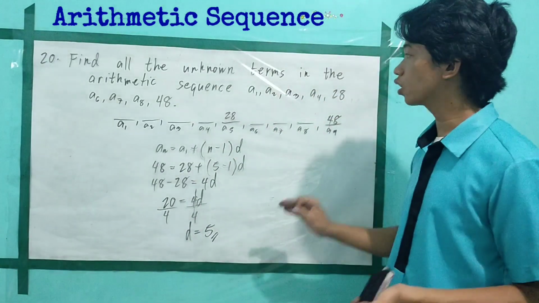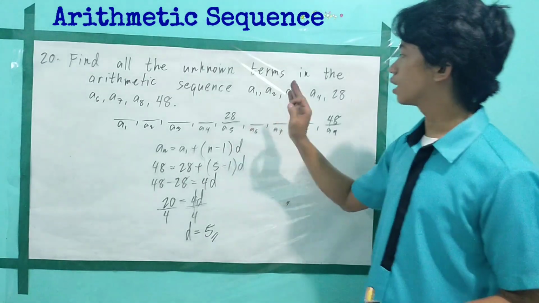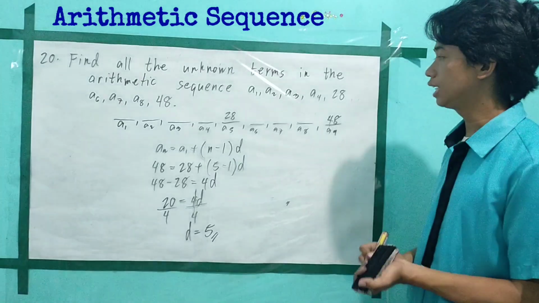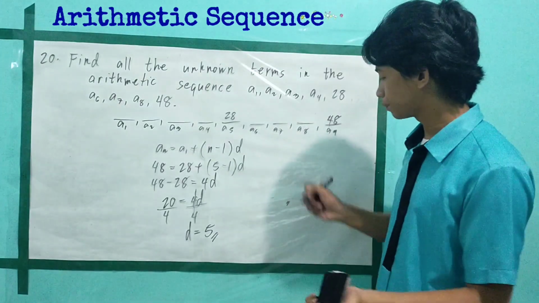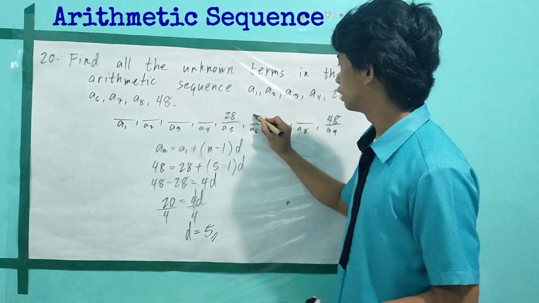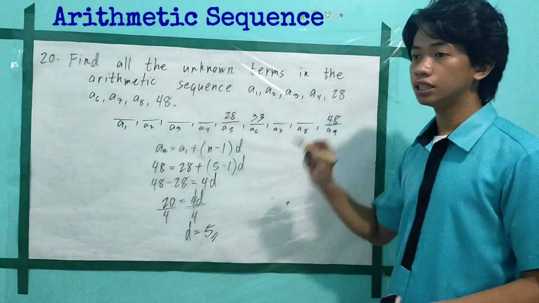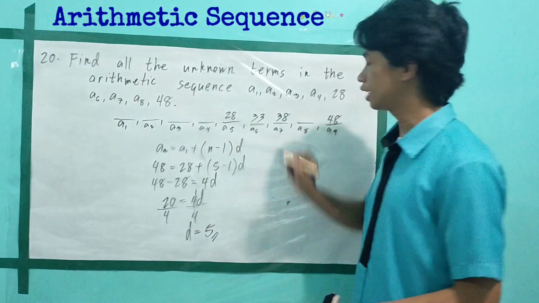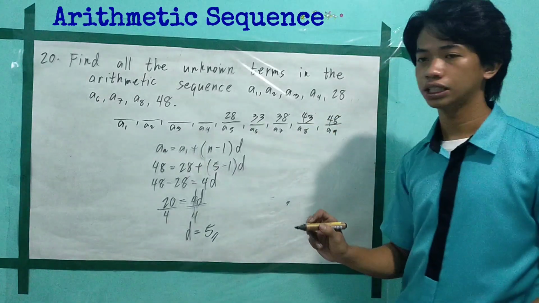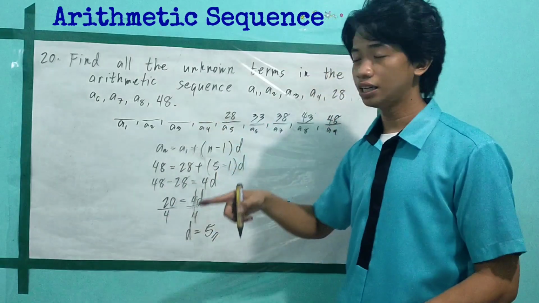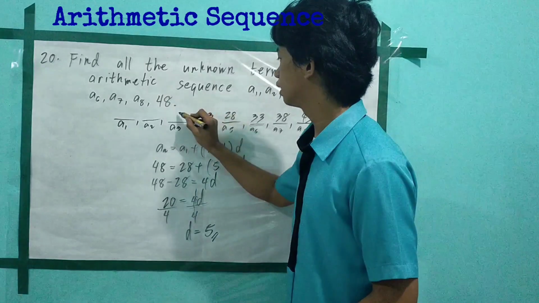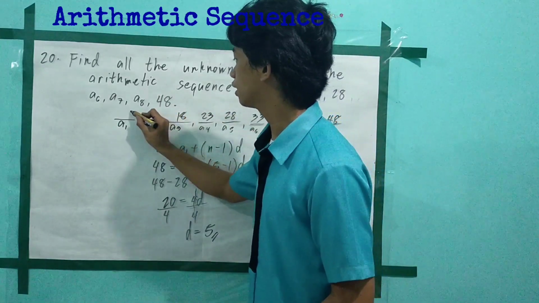Okay, so nahanap na natin yung common difference. Now, hanapin naman natin yung a sub 1 or yung mga missing terms. Okay? So, mag-add na lang tayo. Ayan. So, 28 plus 5, we have 33. 33 plus 5, we have 38. 38 plus 5, we have 43. Dito naman sa a sub 4, syempre, mag-minus lang tayo ng 5. So, we have 23, 18, 13, then 8.